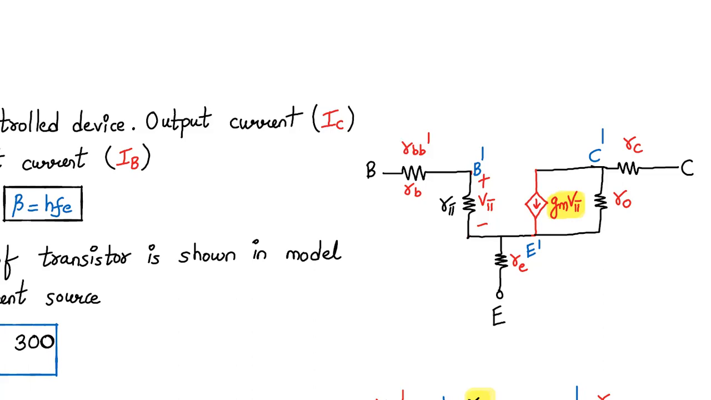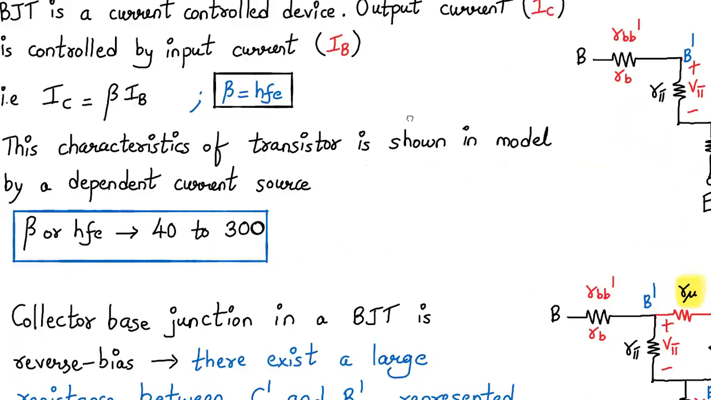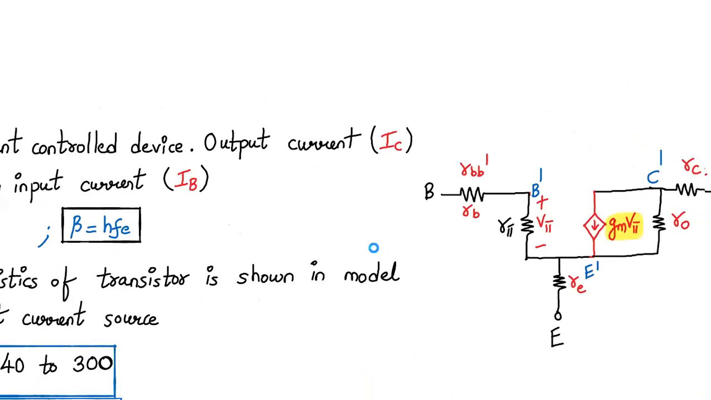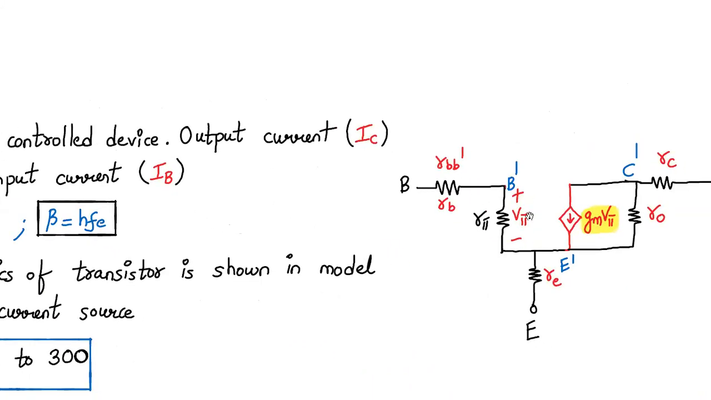Fine. Now let's move on to the next one. So this is the addition. Whatever is the recent addition is marked in red color and highlighted. So GM into V pi is the current source. That shows that the BJT is a current controlled device. The amount of output current is controlled by the input current IB.